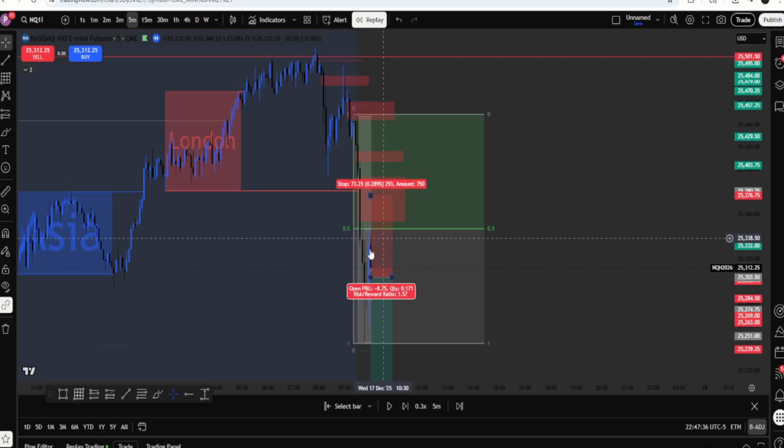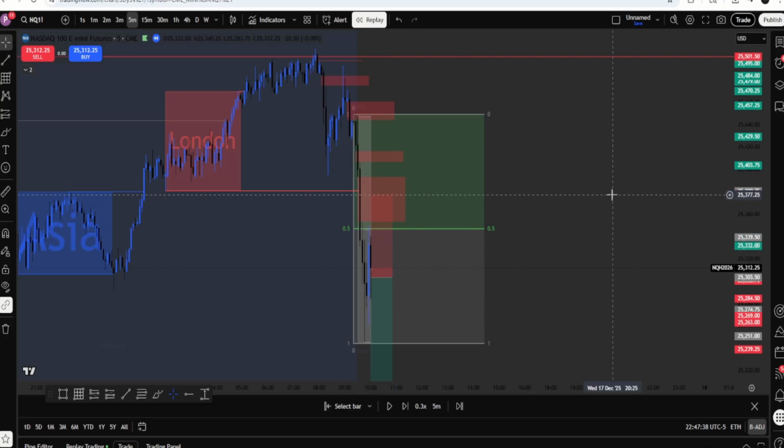Anyone tell me why this candle right here isn't a breaker structure? Back up. Say what you said again. All right, someone tell me why this isn't a breaker structure to the upside. This blue candle right here. Because it didn't break the high.